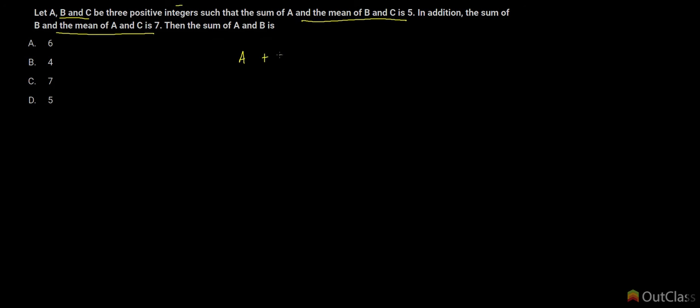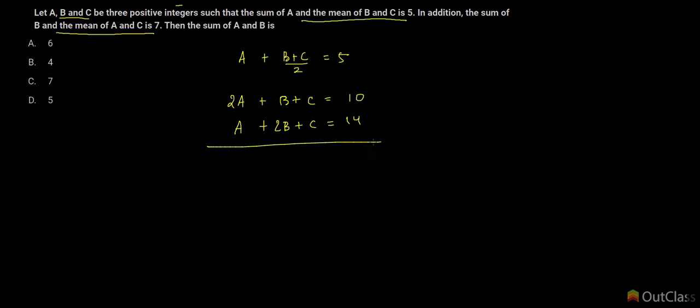We have given a plus b plus c by 2 is 5. What you want to do is double this immediately: 2a plus b plus c is 10. And if you do the same thing to the second equation, you will get b and the mean of a and c. Doubled, it will look like this: a plus 2b plus c is 14. And if you subtract these two, you will end up with b minus a is 4. b is a plus 4.